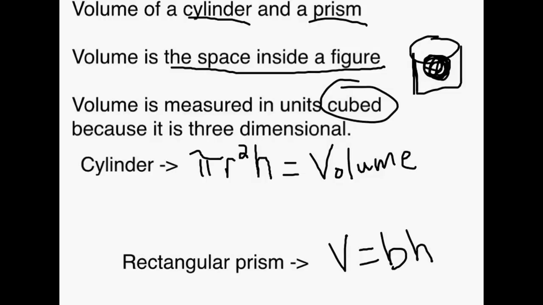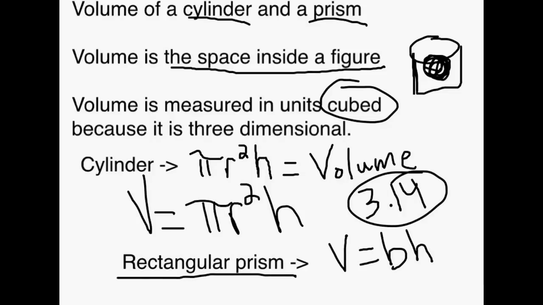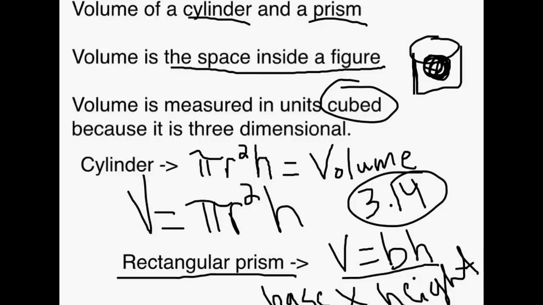The first one is for a cylinder, which I've written out. V equals pi r squared times h. R will stand for radius, h will stand for height, and whenever we see that pi symbol, we always use the number 3.14. We're also going to be working with finding the volume of a rectangular prism, which is super easy. Volume equals base times height. All right, let's move on.